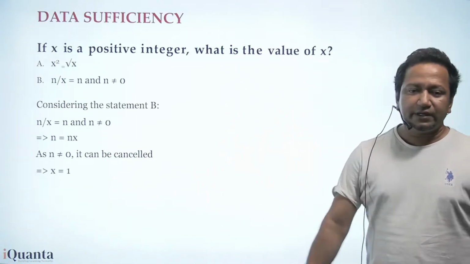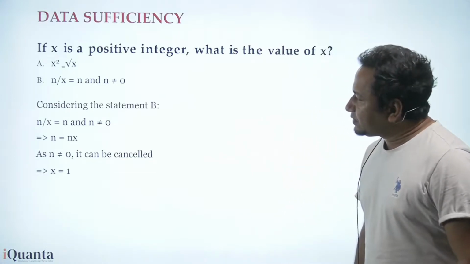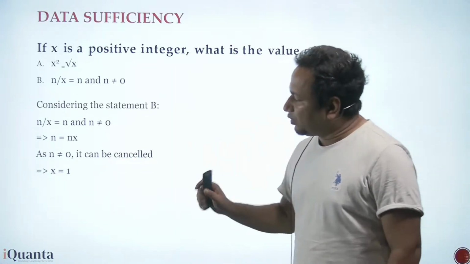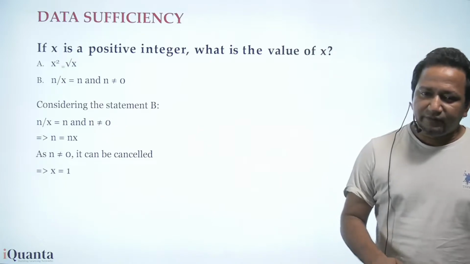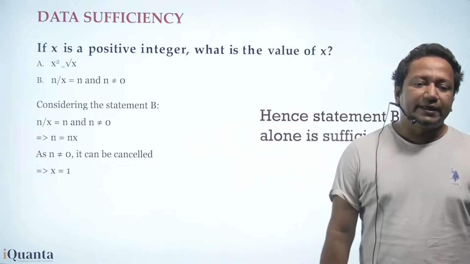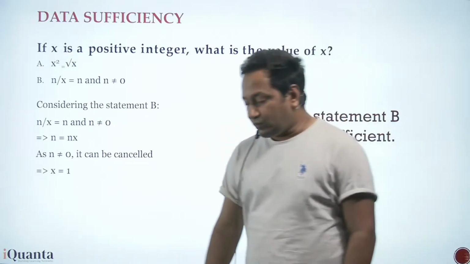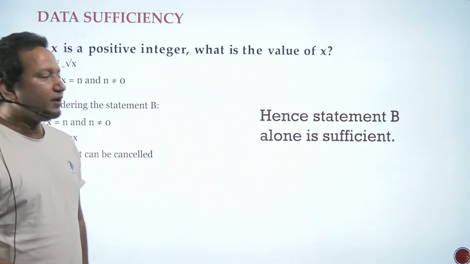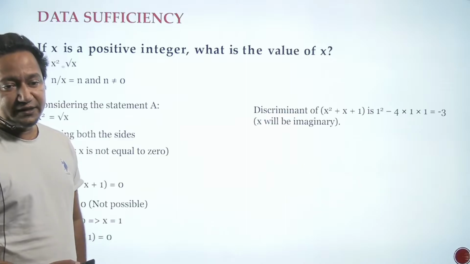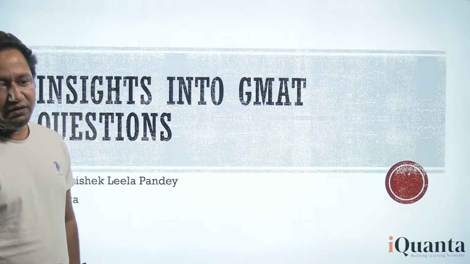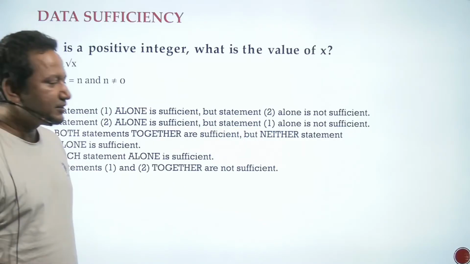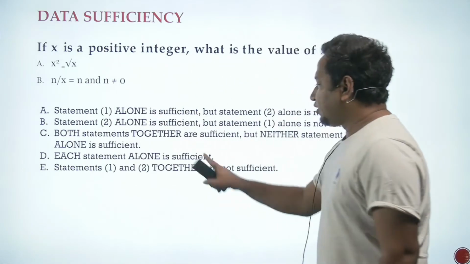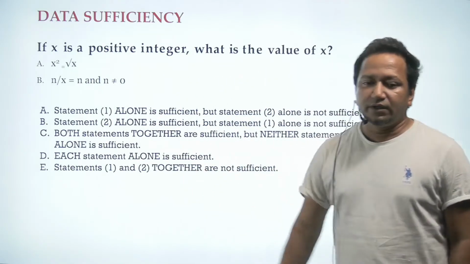So here we can see that by using statement B alone, we can answer the question. We get one unique value for x. That means statement B alone is also sufficient. So in this case, what do we have to mark? We have to mark the option in which it was written that each statement alone is sufficient. That means option D, each statement alone is sufficient.